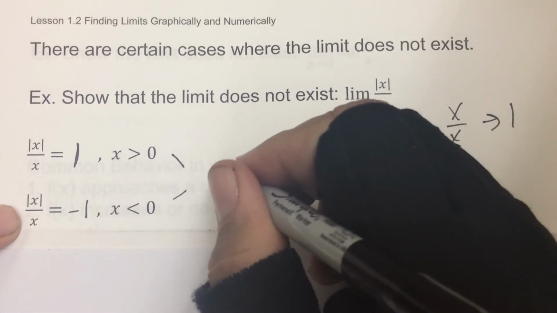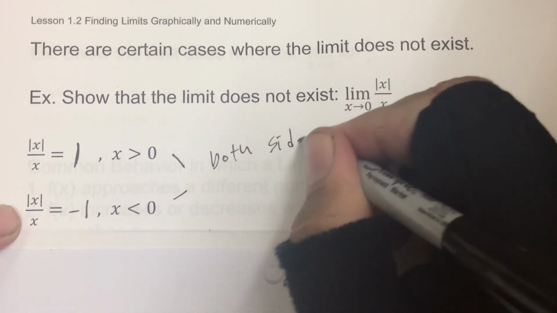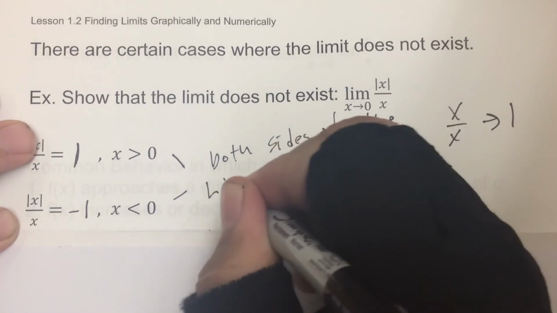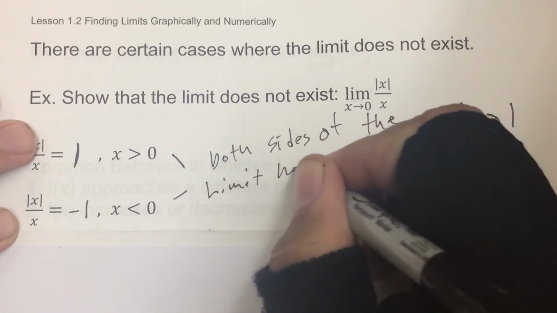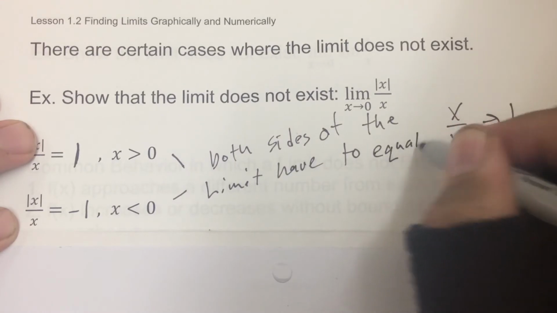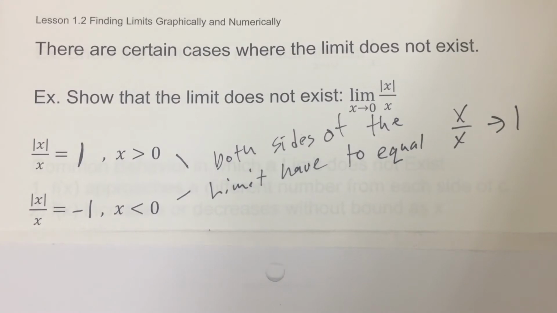So both sides of the limit have to equal. If they don't equal, there cannot be a limit. Each side has to be coming to the same value. If they're going to different values, it does not exist.